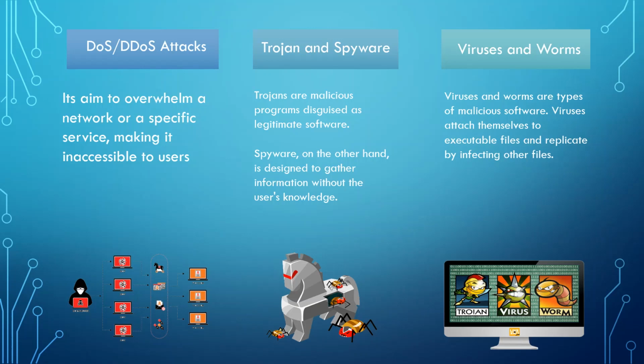The other thing is viruses and worms. Viruses and worms are types of malicious software. Viruses attach themselves to executable files and replicate by infecting other files. They can cause damage to data, spread across systems, and disrupt normal operations. Worms, on the other hand, are standalone programs that can replicate and spread independently, typically over networks. They can exploit vulnerabilities to gain unauthorized access, consume network resources, or carry out malicious activities.